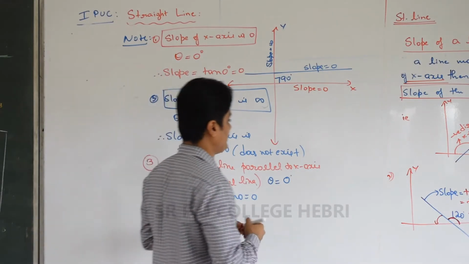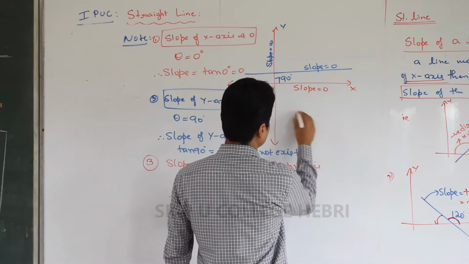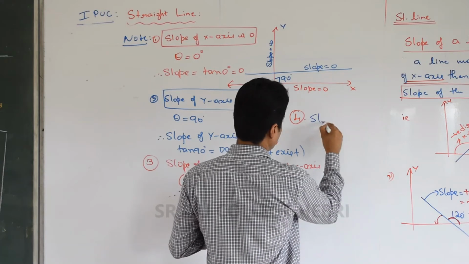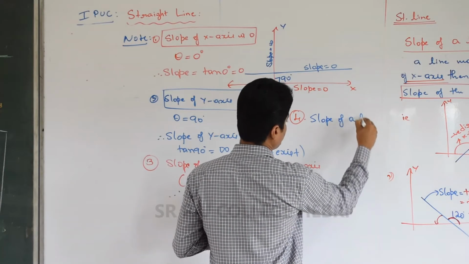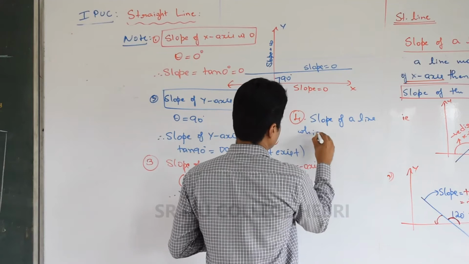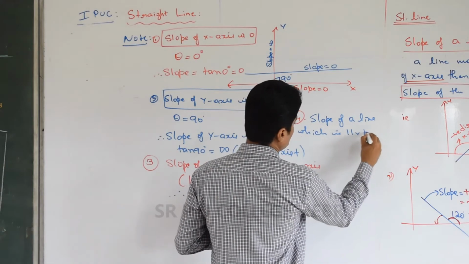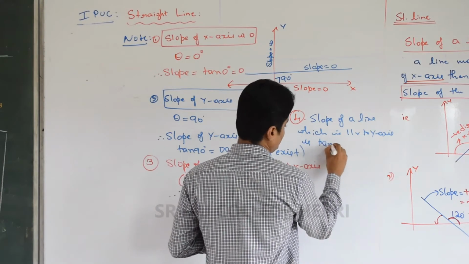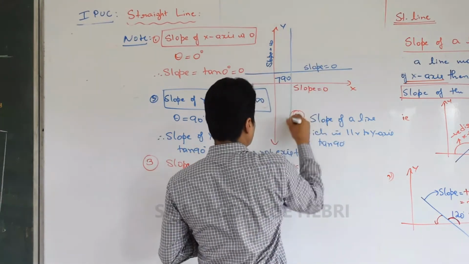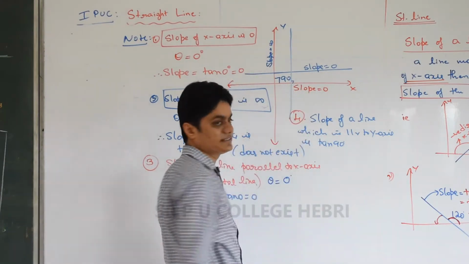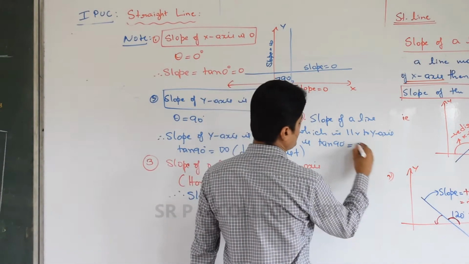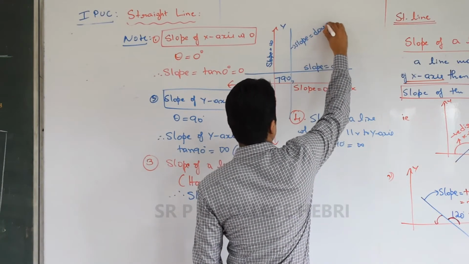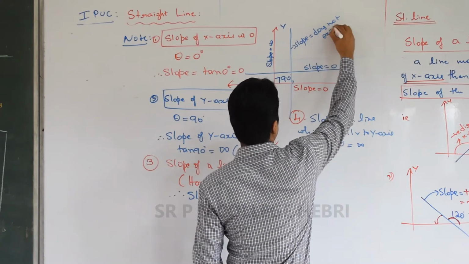In the same way, the vertical line. What do you mean by a vertical line? I'll write the information here. Fourth note: the slope of a line parallel to the y-axis. Theta is 90 degrees, because the angle made is 90 degrees, so tan 90 degrees does not exist. So the slope of all vertical lines does not exist. Please remember that.